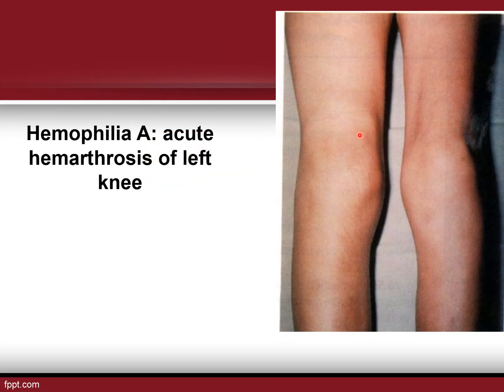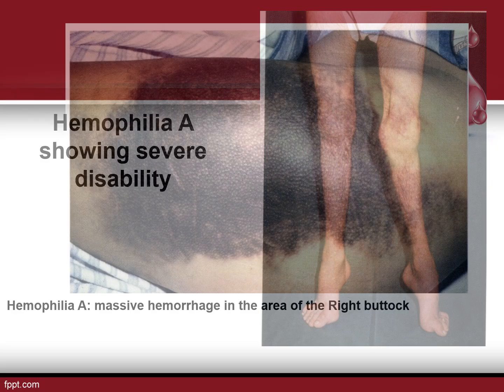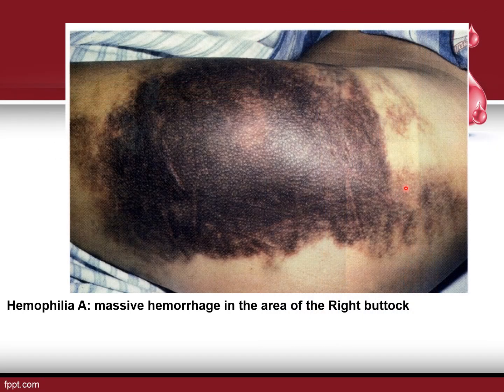In this one, we can see acute hemarthrosis of the left knee in patients with hemophilia A. Also, you can see severe disability as a late complication of hemophilia, or a massive hemorrhage in the area of the right buttock.